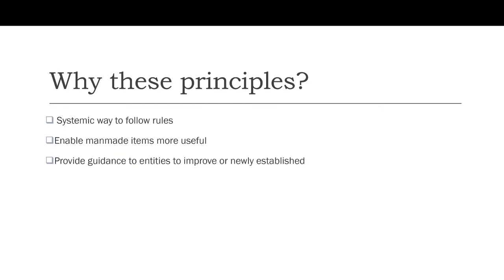So why do we need these principles in the first place? We need to follow systemic rules, and we also have to make sure all those man-made products are more useful, friendly and up to the standards. That's why these principles play a major role. And these are also guidelines to improve existing entities, as well as all newly coming up organizations. They want to develop some processes and techniques. So these principles are building blocks for them.